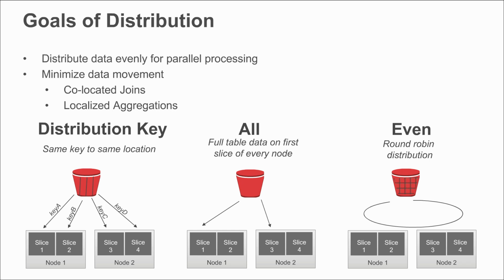So there are three options for data distribution: key, all, and even. Key distribution is specified on a single column in a table, and as data is ingested into this table, we take a hash of that column's value and distribute the corresponding row pertaining to that column's hash to a specific slice. With all distribution, we store a complete copy of the table on the first slice of every node. And for even distribution, we perform a round-robin distribution of the data with no attempt to store similar rows or values on a specific slice.